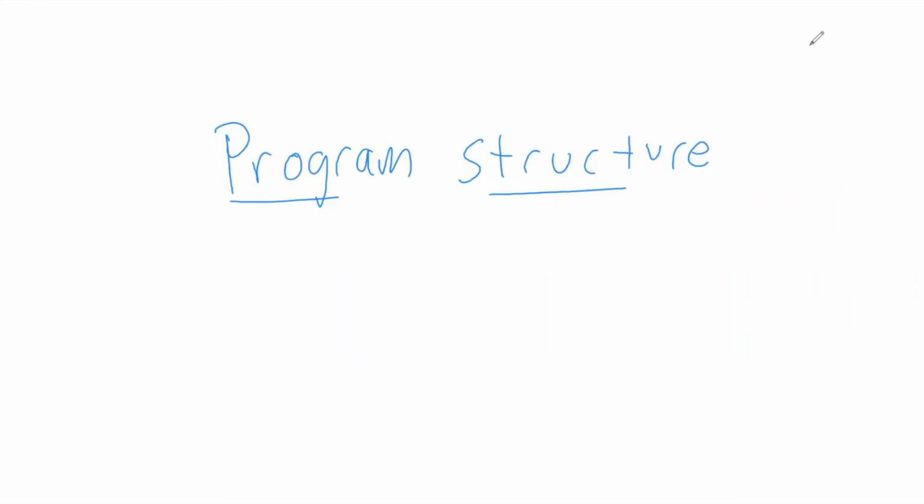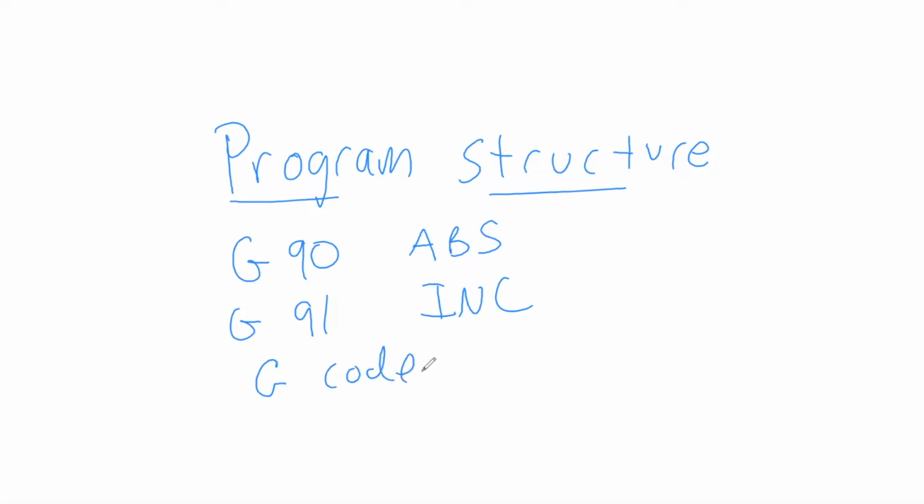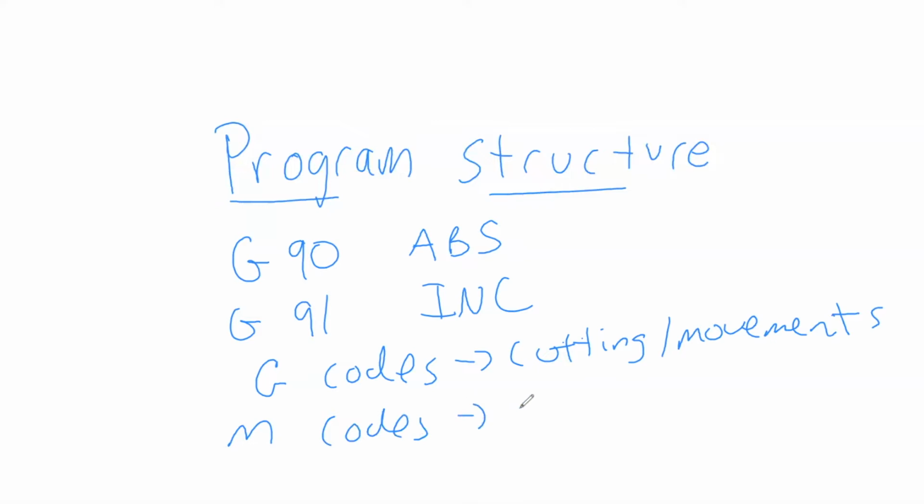Hey guys, this video is going to be on program structure and commonly used codes. We've already gone over G90 absolute programming mode and G91 incremental programming mode. We've also talked about G codes and how they are cutting and movements, and M codes, how they are on-off functions and miscellaneous functions.